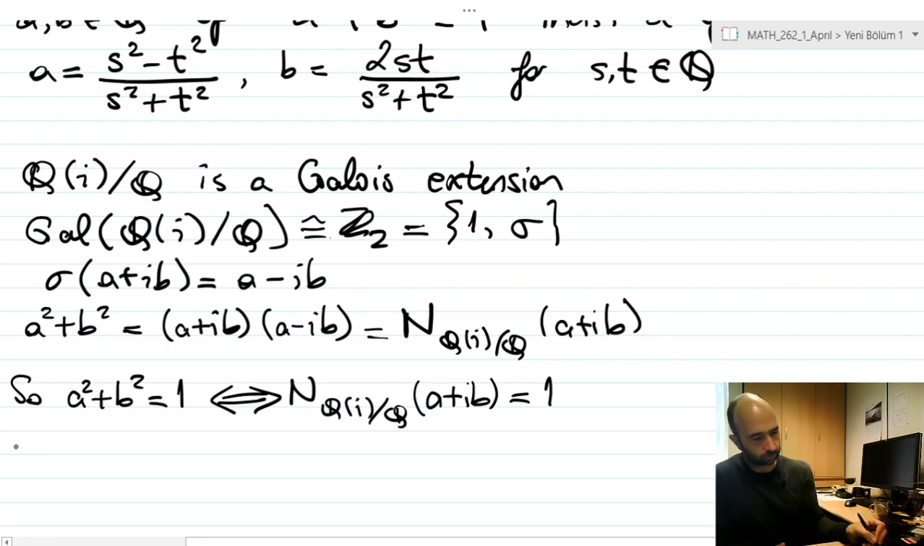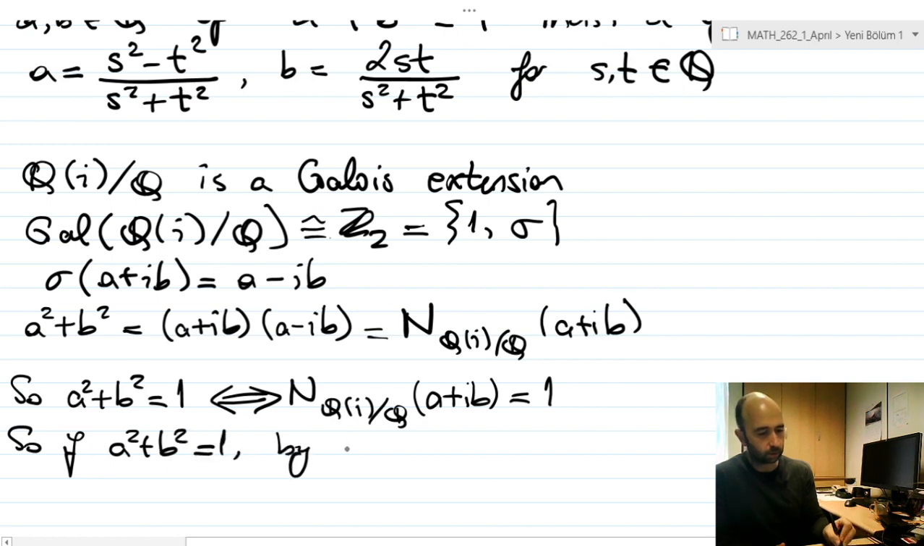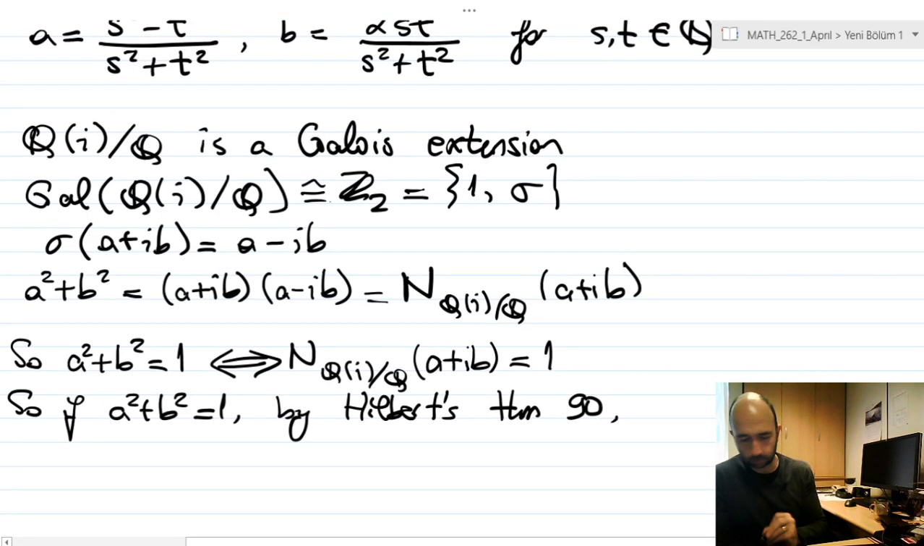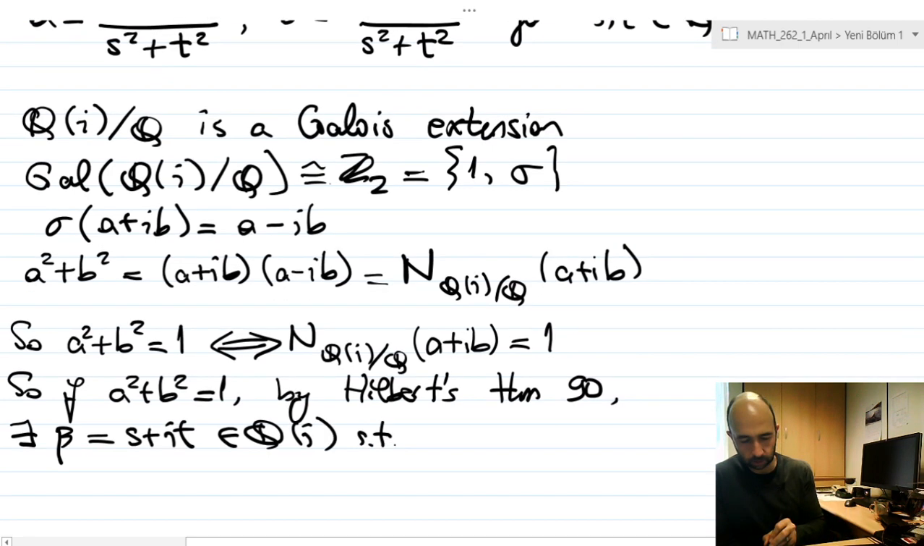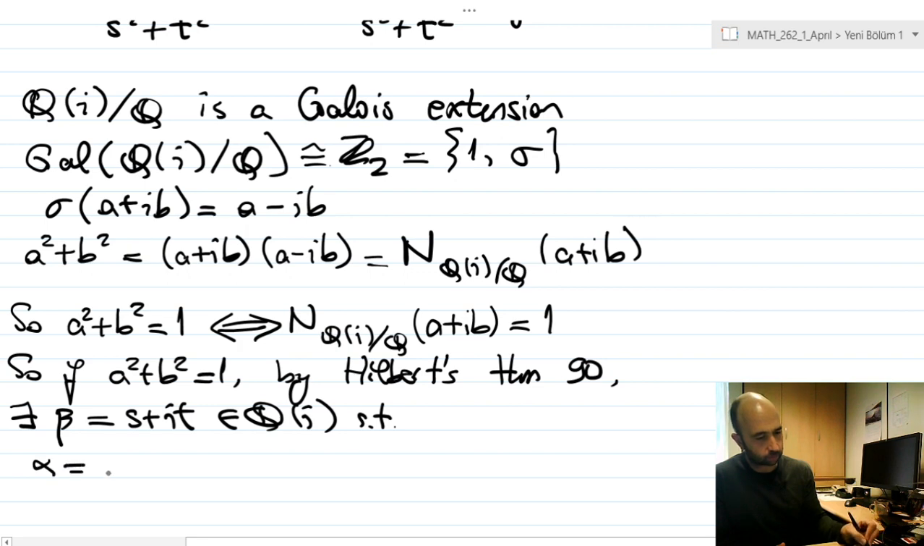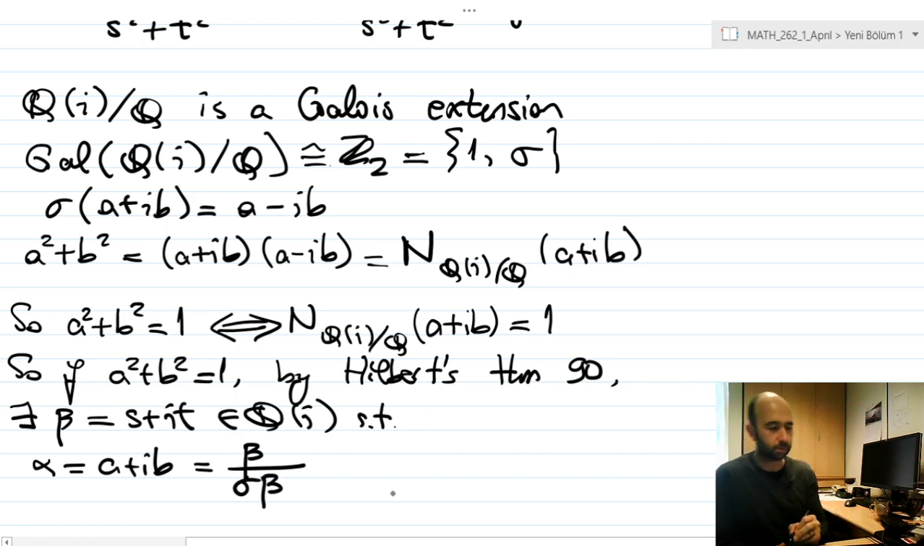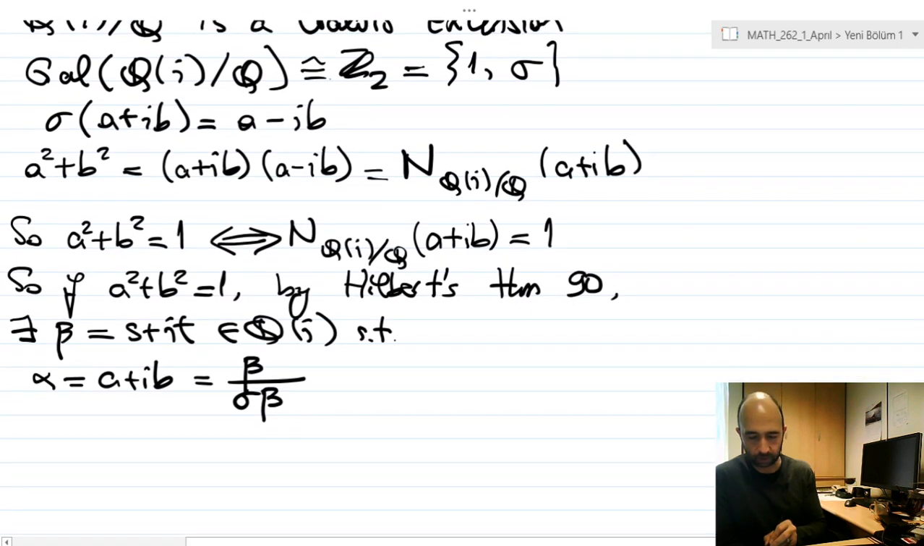So if a squared plus b squared equals 1, by Hilbert's theorem 90, there must exist some beta, which we'll call s plus it in Q(i), such that alpha equals a plus ib is equal to beta over sigma beta. But just write down what this equality says and unwind it, and you'll get what you want.